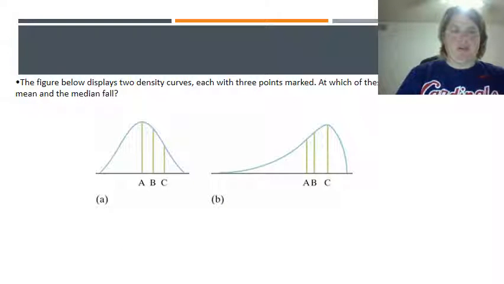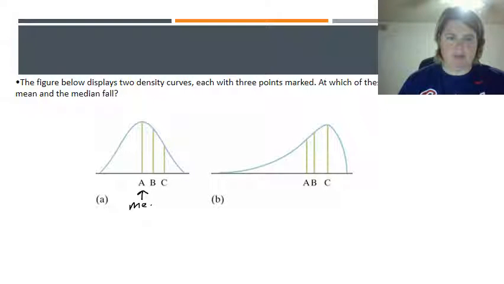All right, the figure below shows two density curves, each with 3 points marked. At which of these 3 points do the mean and the median fall? So the median divides it into two 50% pieces. So we can see A divides the curve symmetrically. So A would be the median.